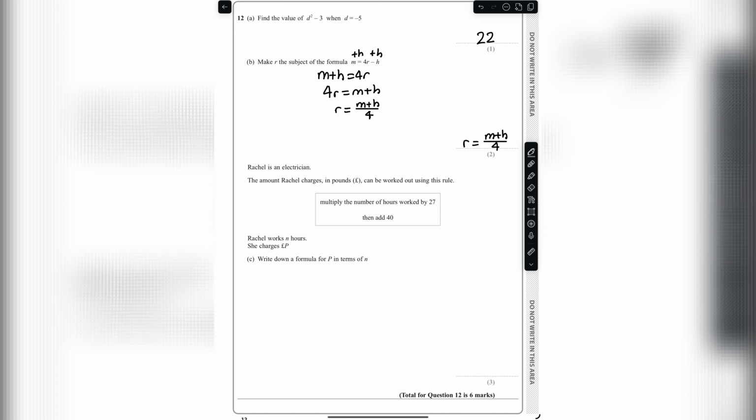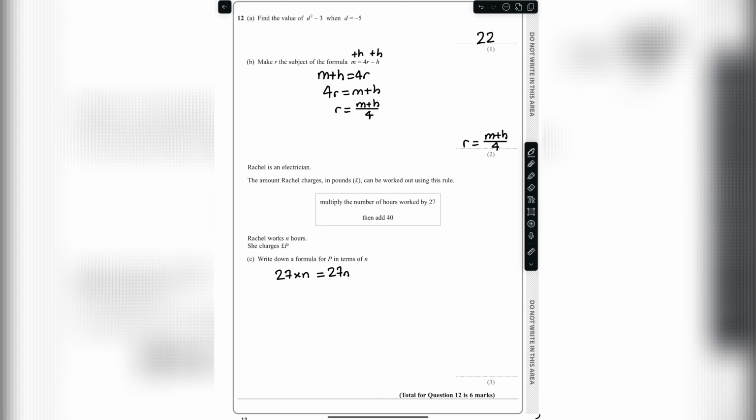In the final part of this question, we are told that Rachel is an electrician. The amount Rachel charges in pounds can be worked out using the rule below. Rachel works n hours, she charges p pounds. Write down a formula for p in terms of n. So given that she works n hours, we need to multiply the number of hours worked by 27. So n multiplied by 27 is just 27 times n, and we can simply write that as 27n.